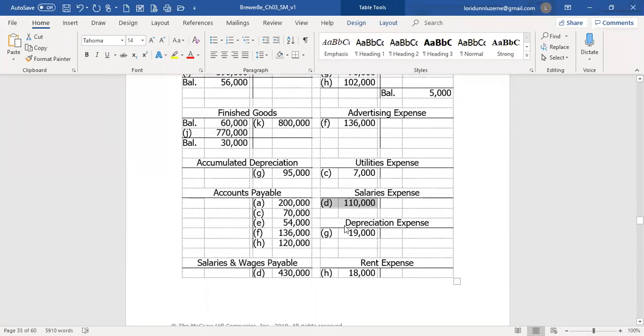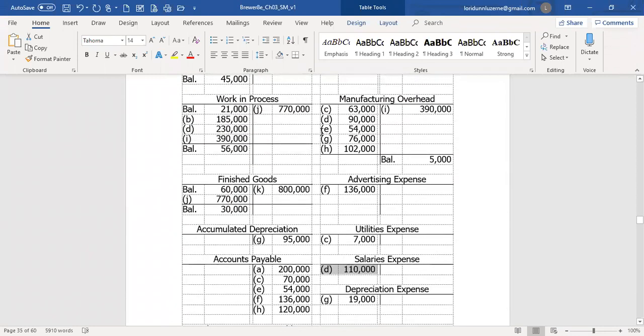In journal entry E, we debited manufacturing overhead because this is an overhead cost of making the equipment, and we credited accounts payable. Journal entry F, advertising expense has nothing to do with making the product, so we debit advertising expense and credit accounts payable.